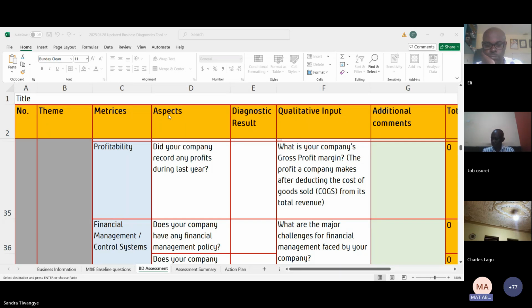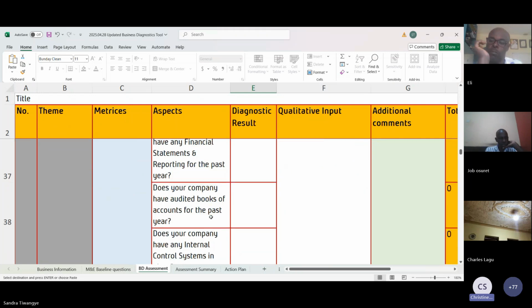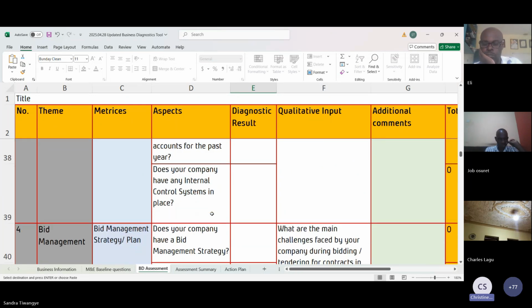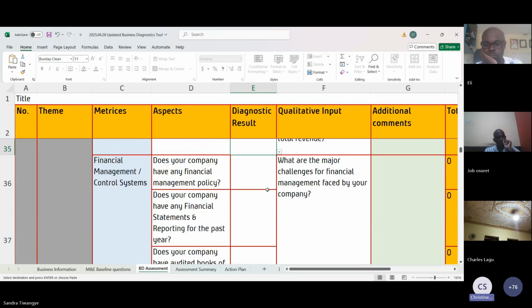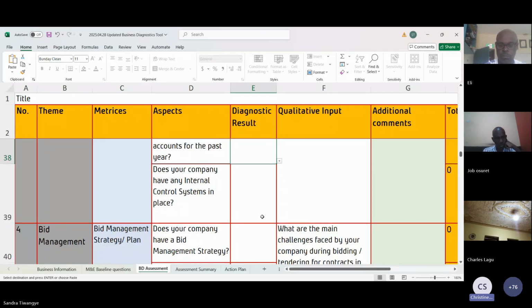Okay. People in the chat section, we are coming right to you. Allow us to complete financial management control systems. So we just want to know whether you have any financial management policies, whether you prepare annual financial statements, at least if they were prepared last year, and whether you have audited books of accounts for the past year, and if you have any internal control systems in place. We'll give you time to fill that out, and also for those that are having issues understanding any of those concepts, our dummy company is choosing to have yes and no, but let's go to the chat.